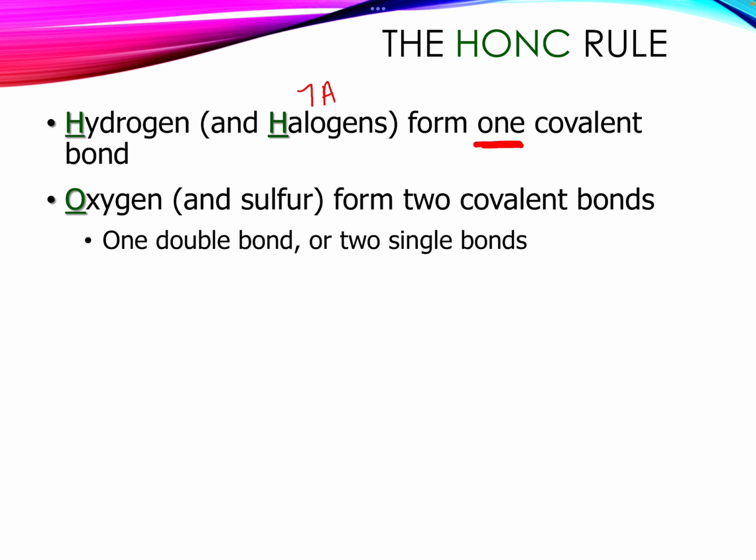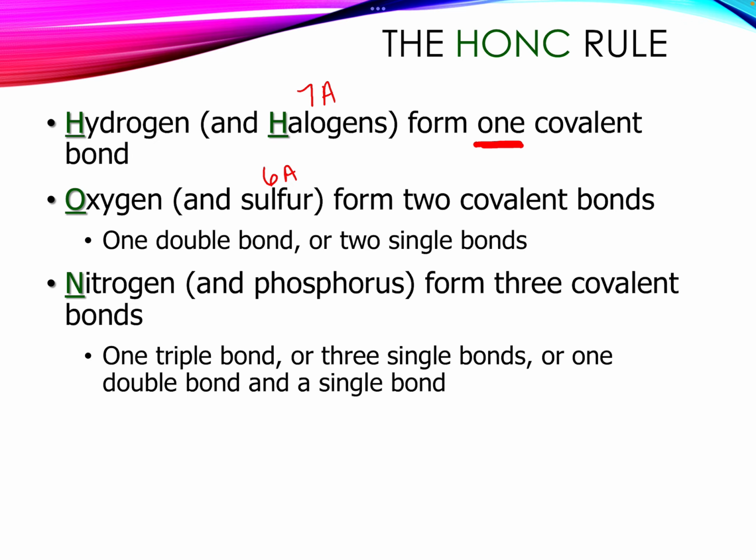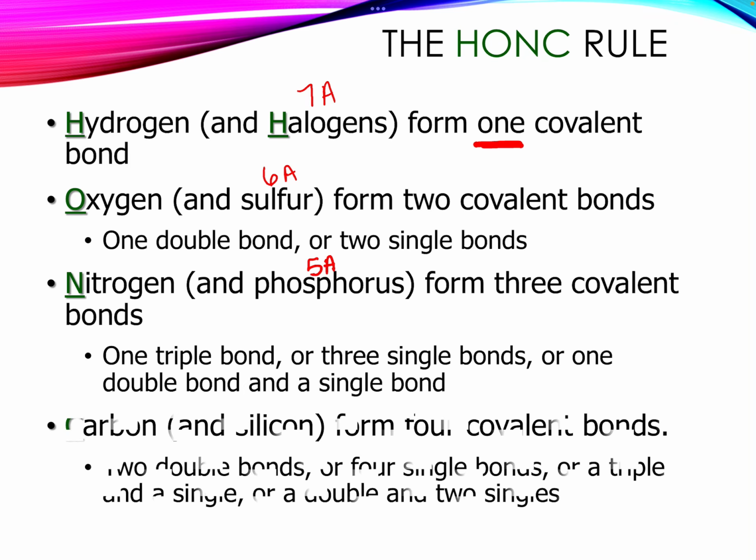Oxygen and sulfur, which are both in group 6A, can form 2 bonds. That should make sense, because if they have 6 valence electrons, they need to form 2 more bonds to get to 8. So oxygen and sulfur form 2 covalent bonds. This can be a double bond or 2 single bonds, but that's good to keep in mind. Our next one is nitrogen and phosphorus and anything else in group 5A, which form 3 covalent bonds. Again, if they have 5 valence electrons, they need 3 more to get to 8. So this can be a triple bond, 3 single bonds, or a double bond and a single bond. However, it makes 3 bonds.